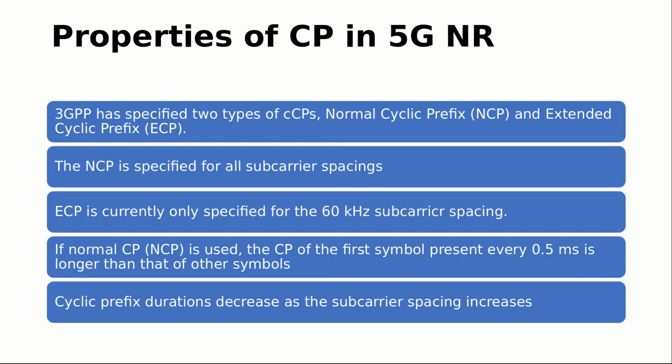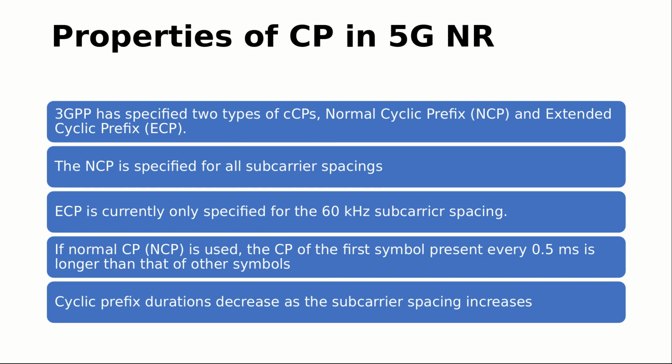So the properties of CP in 5G NR. Mainly there are two types of CP. One is NCP and another one is ECP. NCP is the normal cyclic prefix, and ECP is the extended cyclic prefix. The NCP is specified for all subcarrier spacings like 15 kilohertz, 30 kilohertz, 60, 120, 240, like that. Then ECP is currently only specified for 60 kilohertz subcarrier spacing.